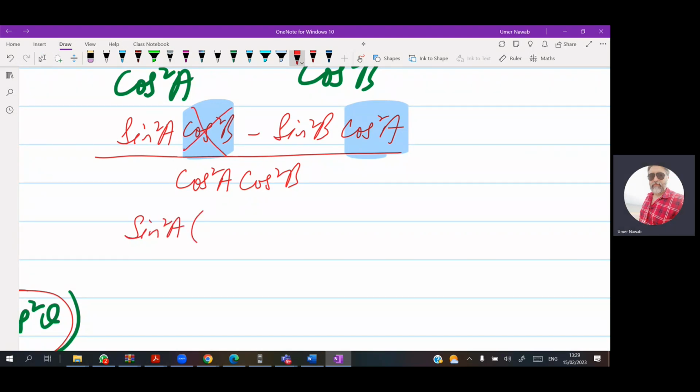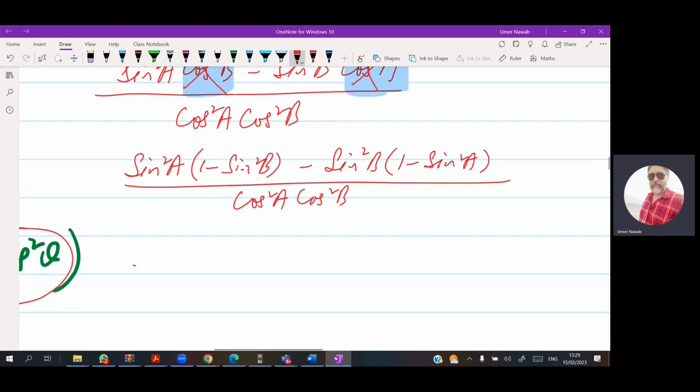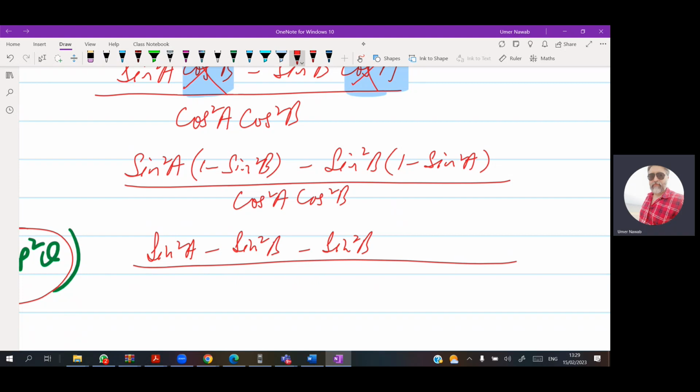Instead of cosine squared B, I will write 1 minus sine squared B, minus sine squared B as it is. Instead of cosine squared A, I will write 1 minus sine squared A, whole over cosine squared A cosine squared B. Open the brackets on the top: sine squared A minus sine squared B minus sine squared B, and minus will make it plus sine squared A sine squared B, and in the denominator cosine squared A cosine squared B.